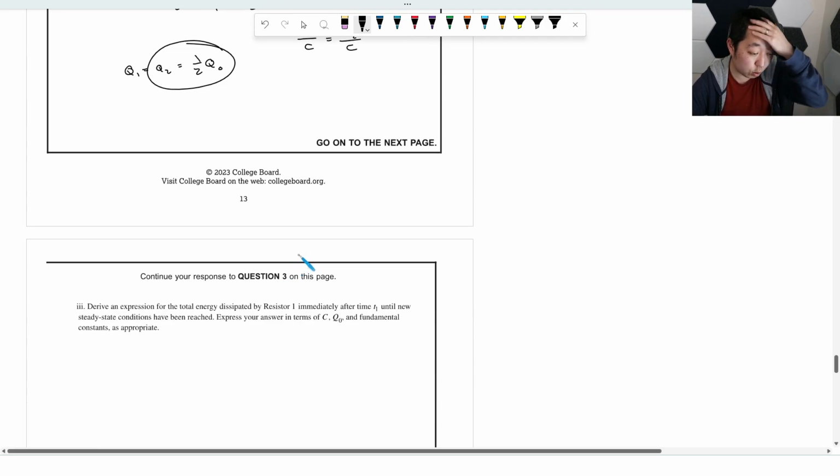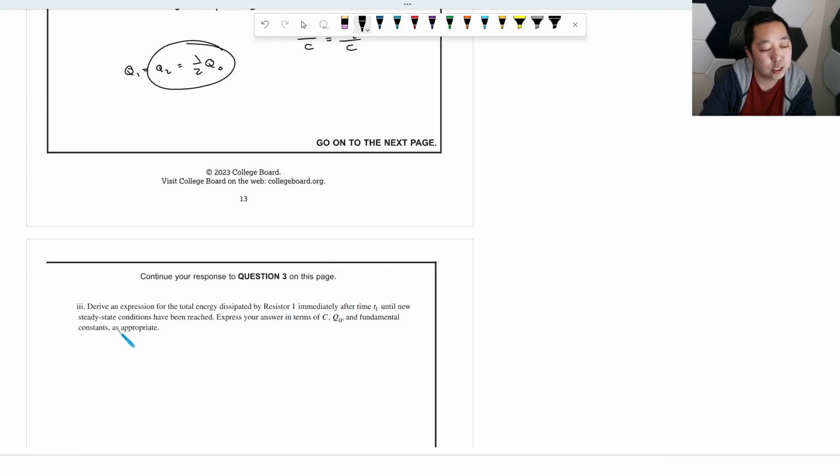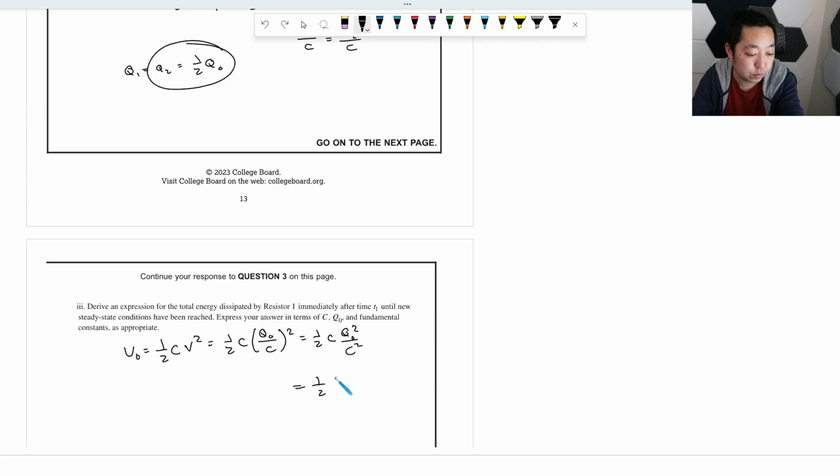Derive an expression for the total energy dissipated by resistor 1 immediately after time T1 until new steady state conditions have been reached. Express your answer in terms of C, Q0, and fundamental constants. Well, the initial energy on the capacitor is 1/2 C times V squared. But V we can replace with Q0 over C. So you get 1/2 C Q0 squared over C squared. Oh, sorry, that's 1/2 Q0 squared over C. So that's the initial energy.